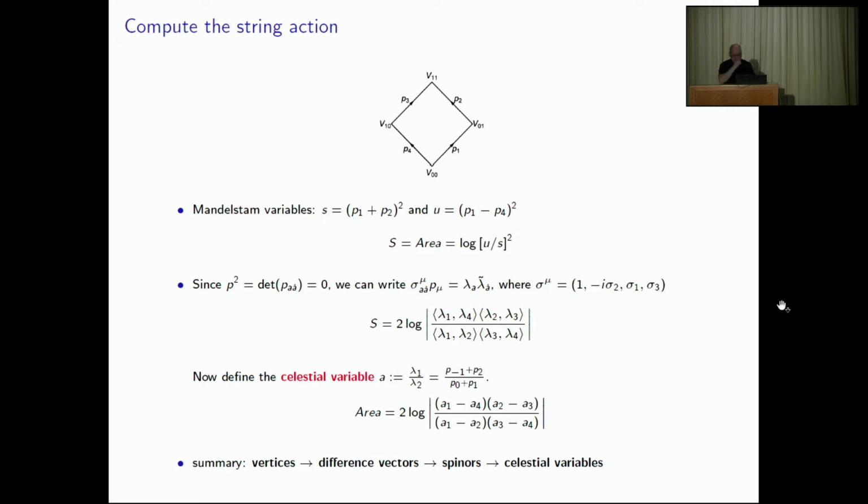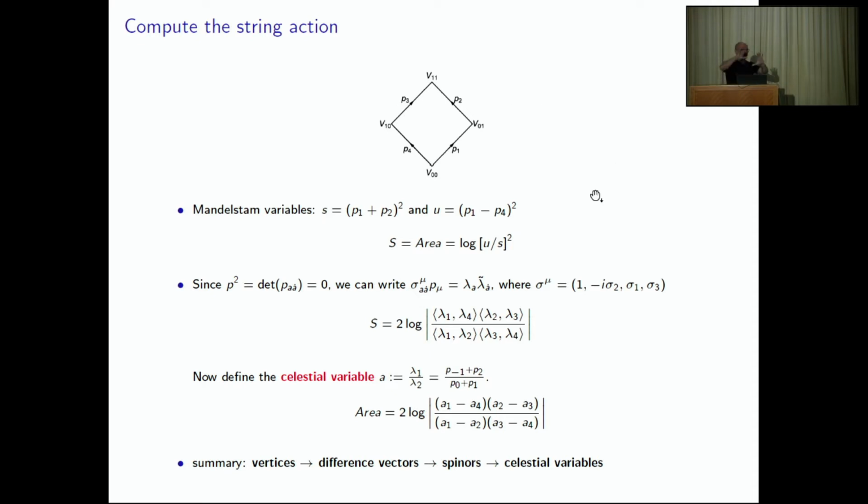Okay, just to summarize, we went from the vertices, we computed these difference vectors, we decomposed them into a product of two spinors, and the spinor component ratios are the celestial variables. And these A numbers sit on the edges, the kink world lines. So one kink world line, one celestial variable. So what's the next step?